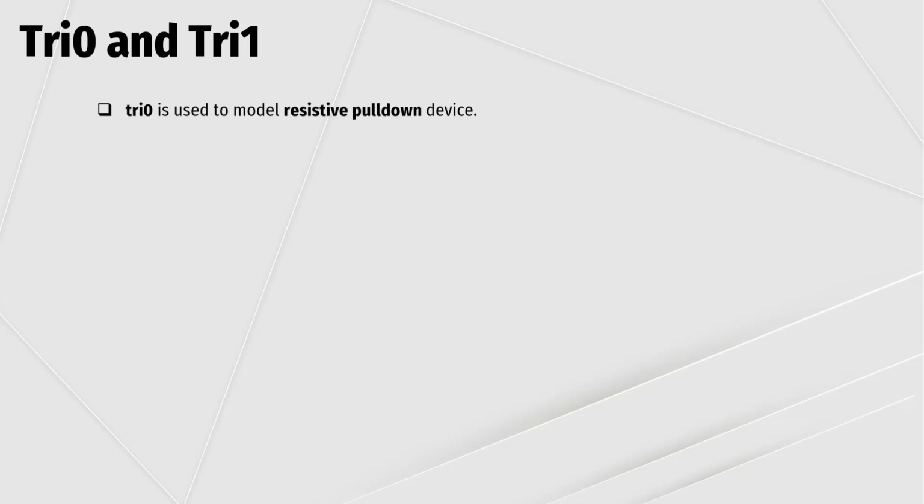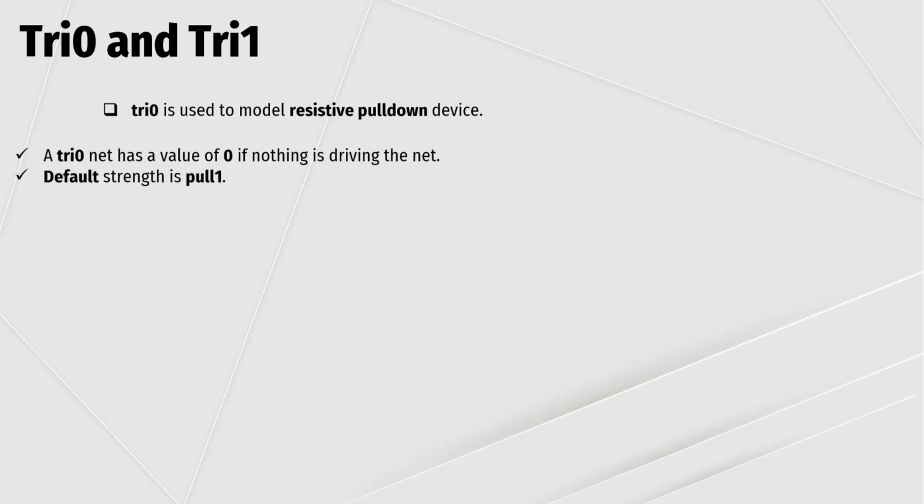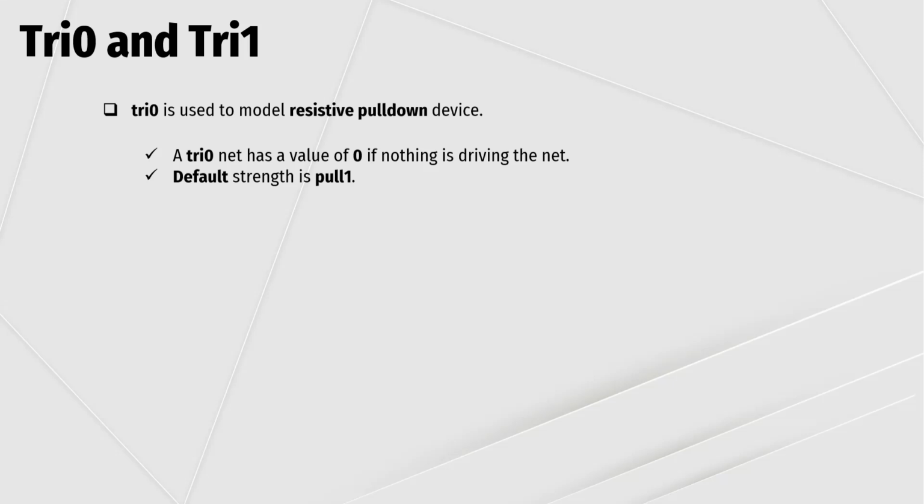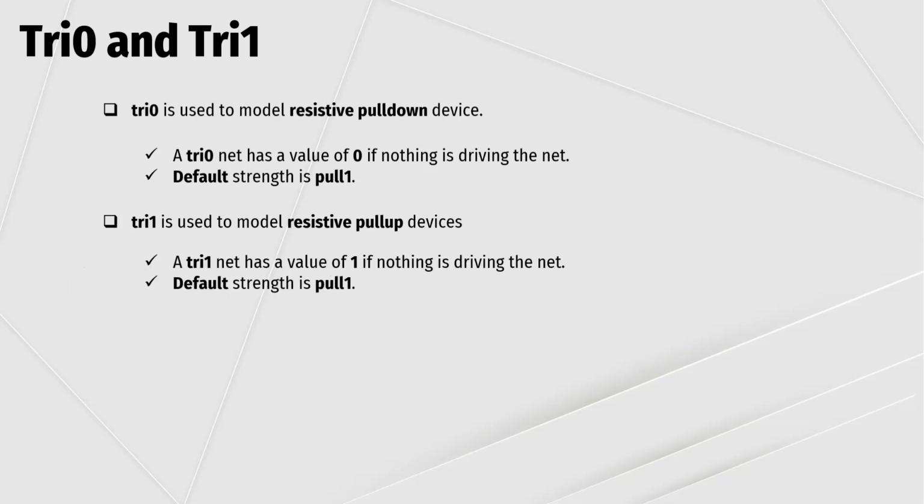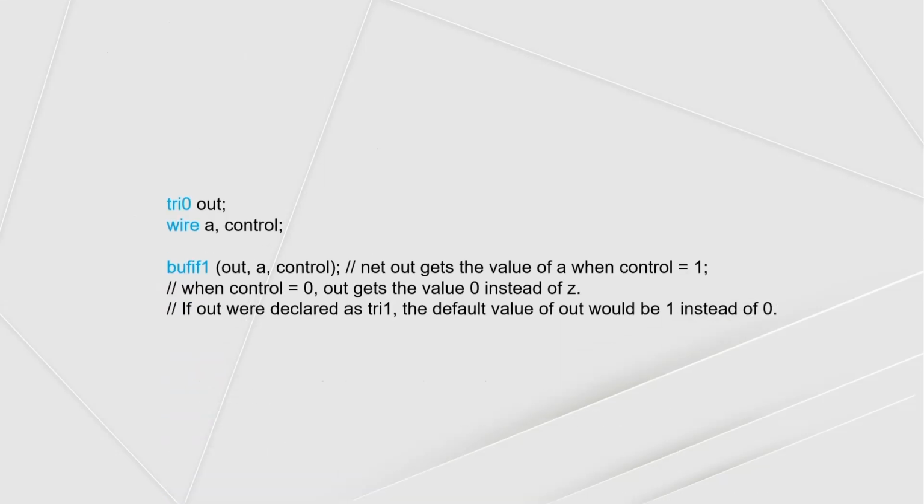Let's start with tri0 and tri1. The keywords tri0 and tri1 are used to model resistive pull-down and pull-up devices respectively. A tri0 net has a value of 0 if nothing is driving the net, with a default strength of pull. Conversely, a tri1 net has a value of 1 if nothing is driving the net, also with a default strength of pull. Here is an example of a tri0 implementation.